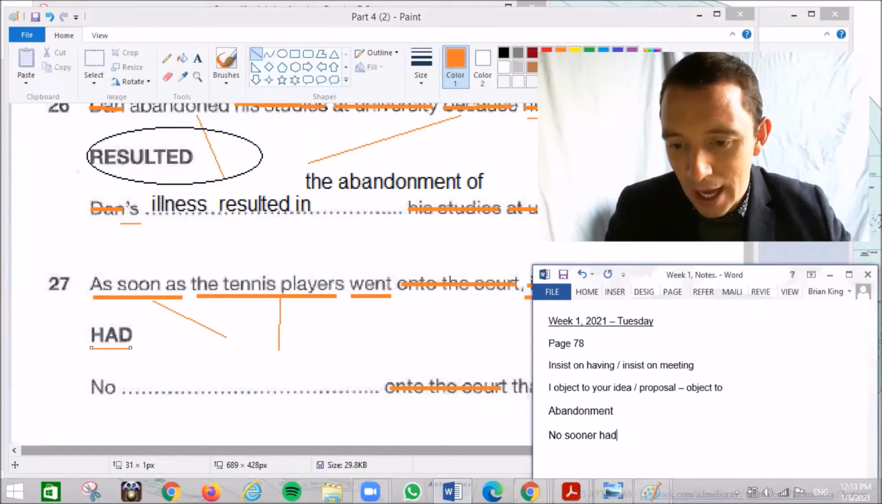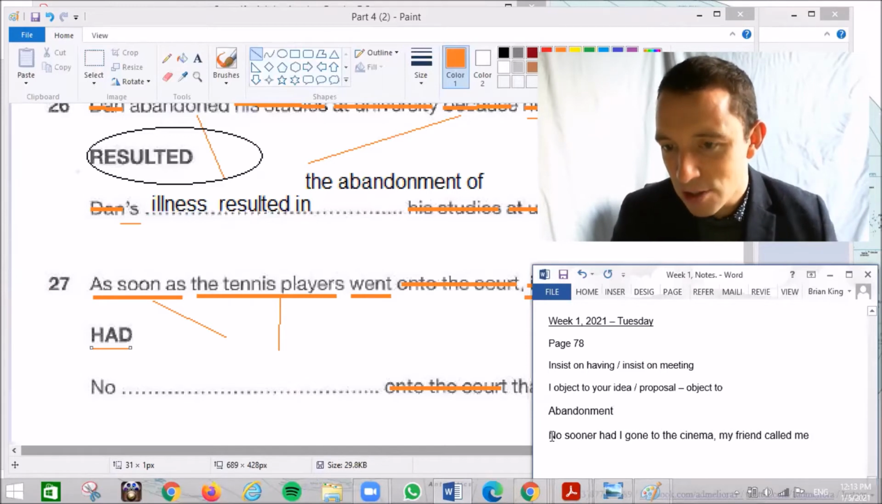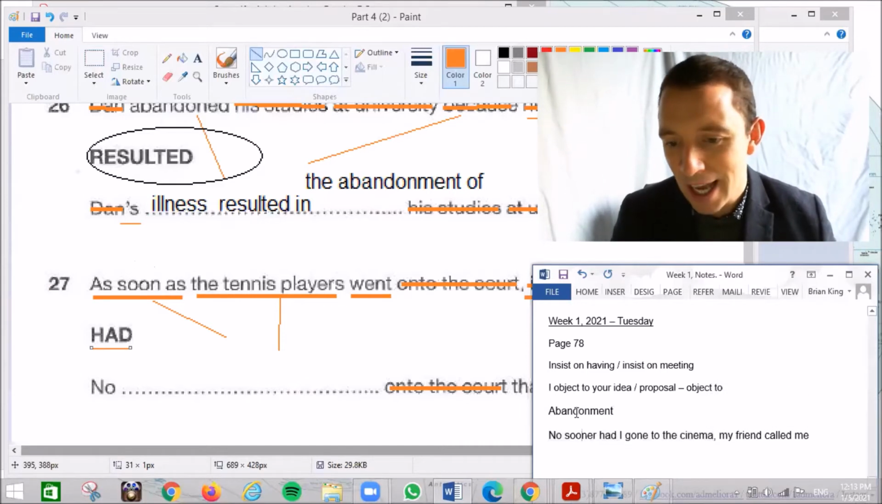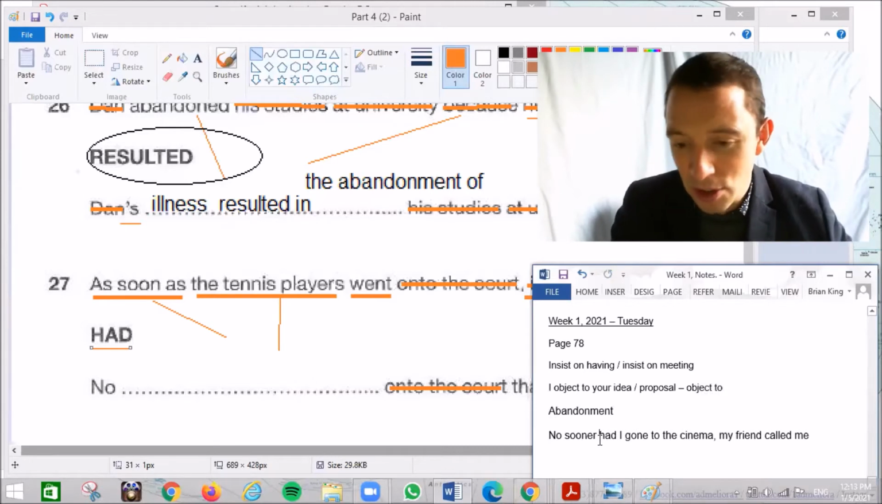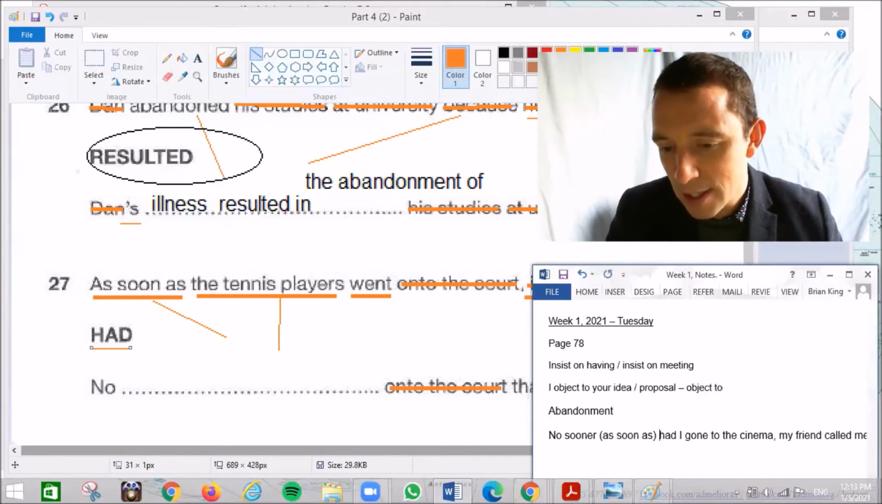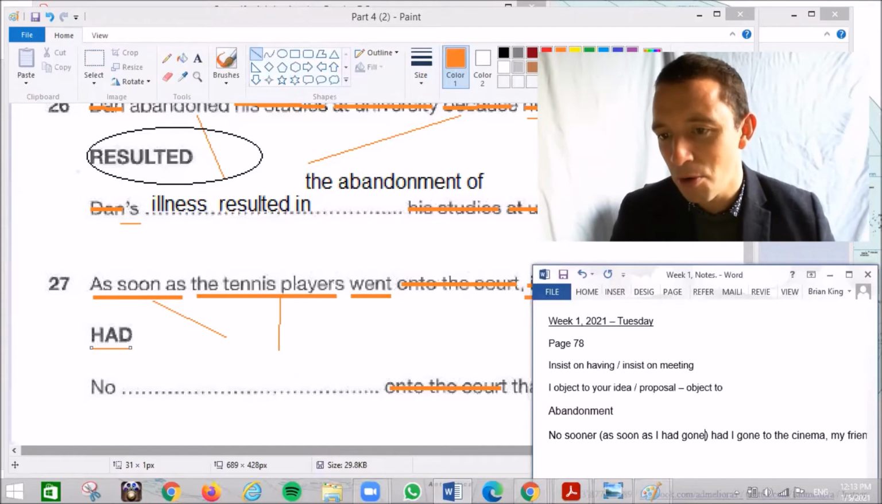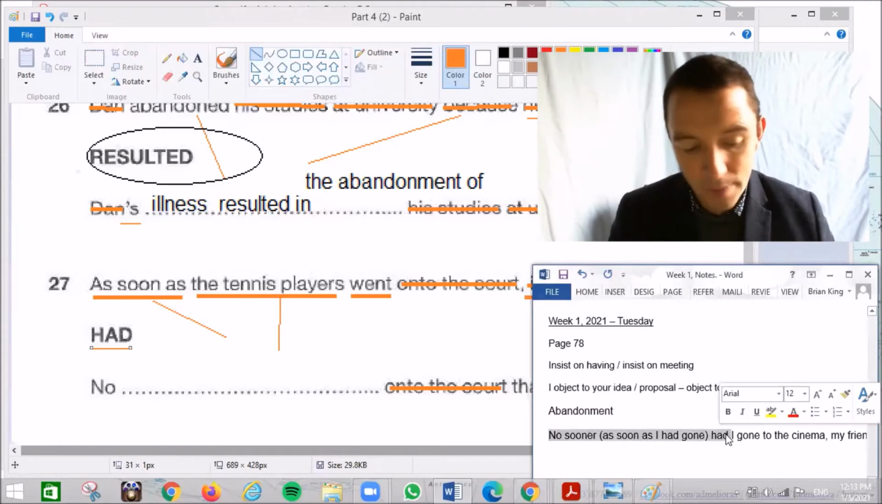No sooner had I gone to the cinema, my friend called me on the telephone. Okay, that's a very advanced structure, and it really means emphasis on the moment, like as soon as I had gone to the cinema, my friend called. So it's a substitution for as soon as I had gone. And it's quite advanced. And if you can include that in your writing or in your speaking and recognize it in listening, it's a very, very good structure. So no sooner had. Okay?